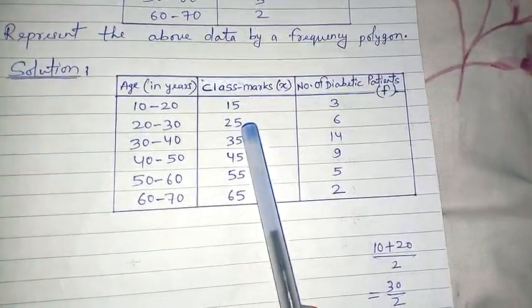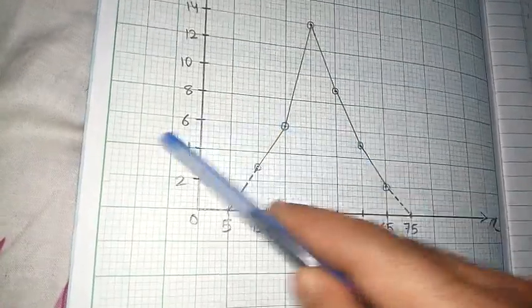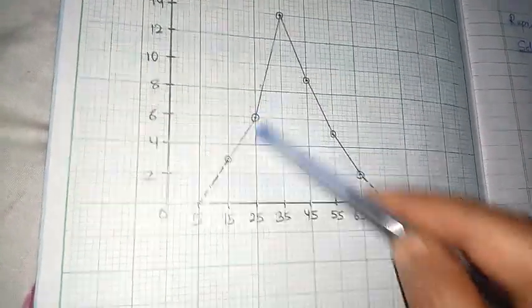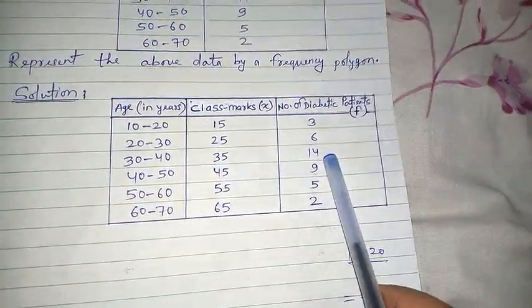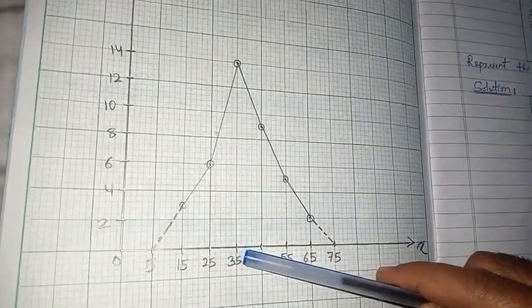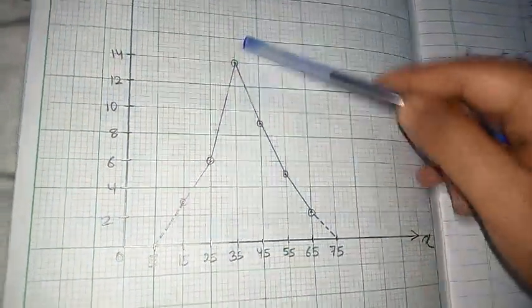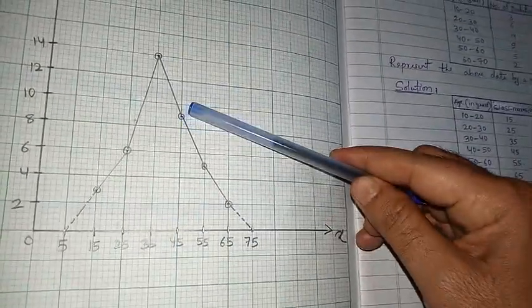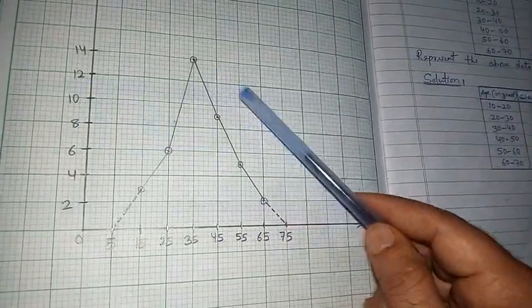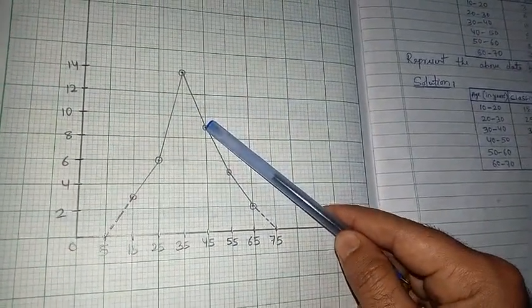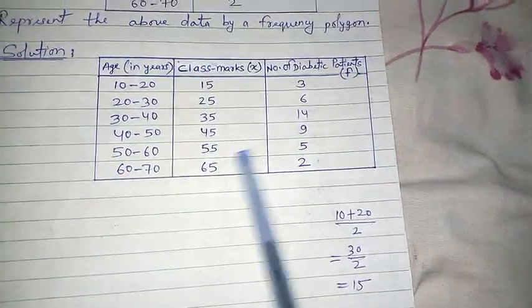Very easy to understand. Next, I have taken 25 and 6. You see, 25 is here and 6 is here. So plotting, it goes from here and it comes from here. And next is 35, 14. 35 is here and 14 you can see it is here. And now 45, 9. 45 is here and 9 is between 8 and 10. So the middle point of 8 and 10 is 9. I have taken it here.